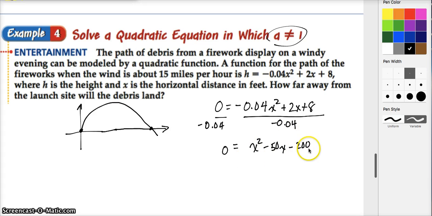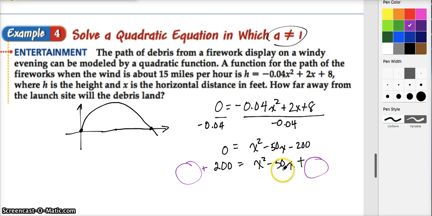All right. So now that I have that, I'm going to use the form that we just talked about, which is completing the square. When you complete the square, you want to make your a term 1 like we just did. You're going to move your constant term over to the opposite side. So I'll have 200 is equal to x squared minus 50x. Next, you want to add to both sides a value that will complete the square.